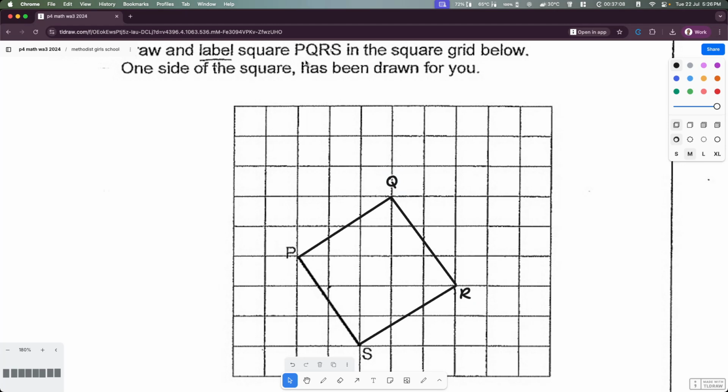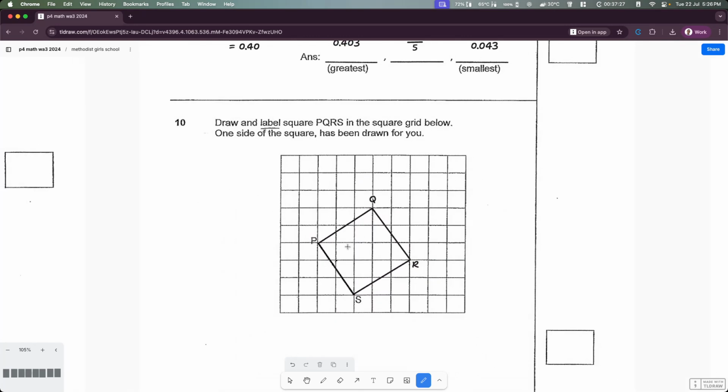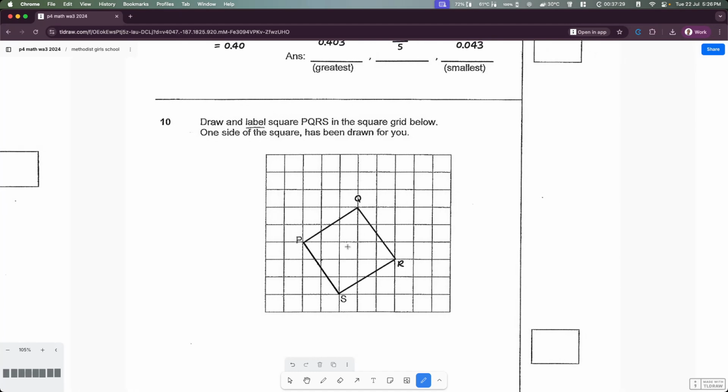Whenever we say PQRS, what this means is that P must join to the next letter. So P and then Q and then R and then S. It should in a way outline the whole square in one single line. So this is how you do it. PQRS, and there you go. That's the answer to number 10.